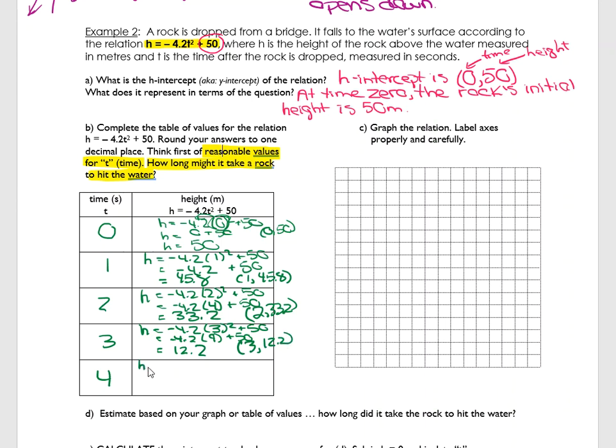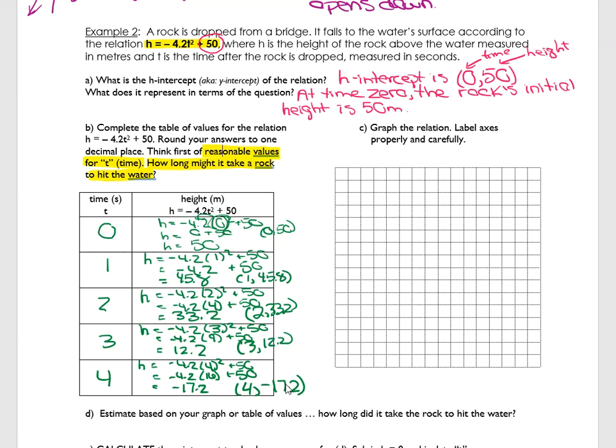Let's see what happens at 4 seconds. Negative 4.2 times 4 squared, that'll be a 16. Negative 4.2 times 16. So remember, we have to do the multiplication first. We'll get negative 17.2. That's a negative now. That's the first negative we've had. So at 4 seconds, the rock is negative 17.2 meters above the ground. What does that possibly mean? It doesn't make sense for this question.